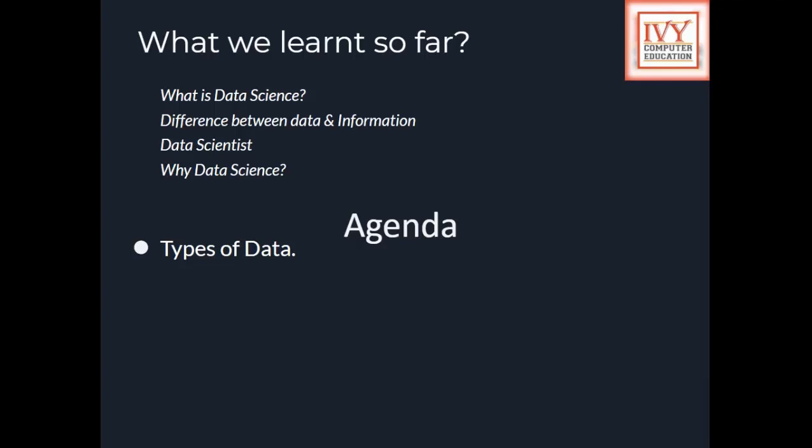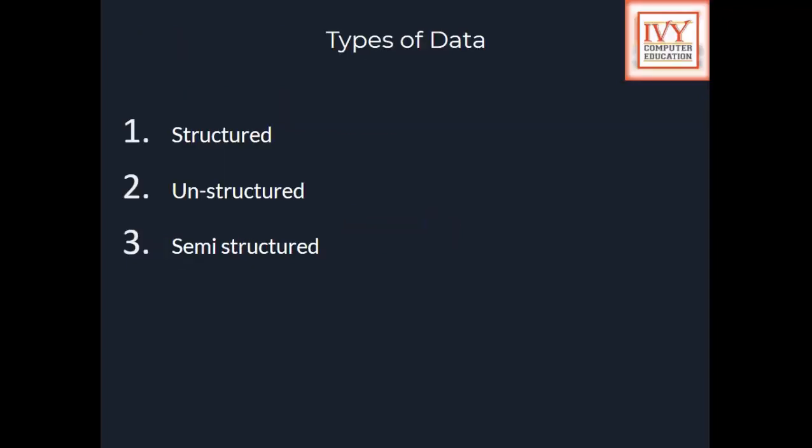In today's session, we will talk more about data, the actual meaning of data, and also the different types of data. Now we saw what data was. Data was a fact which was processed to get information. Now there are three different types of data which we commonly deal with. The first one is called structured data, the second one is unstructured data, and the third one is called semi-structured data.